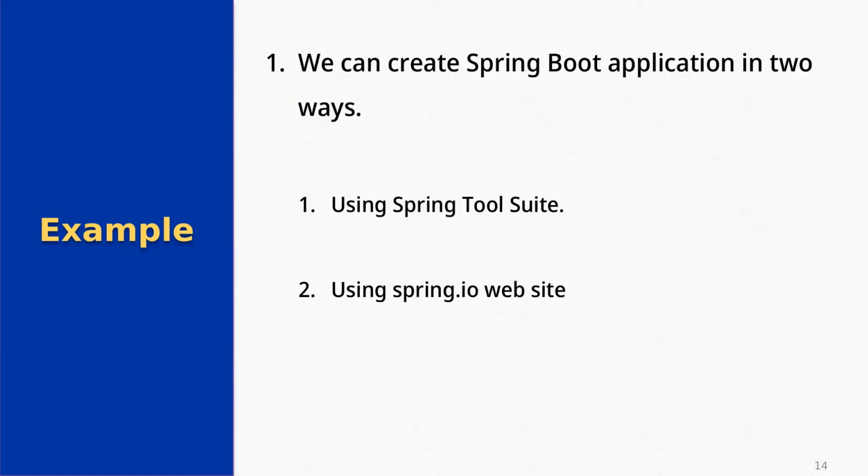And the next one is using the Spring.io website. If you don't want to create it using Spring Tool Suite, you can simply go to the Spring.io initializer website and configure whatever you want, which dependencies you want, whether you want the Gradle or the Maven build tool, and what Java version you want to use. You can specify it, download that particular application and start building your application on top of it. So these are the two ways you can create the application.